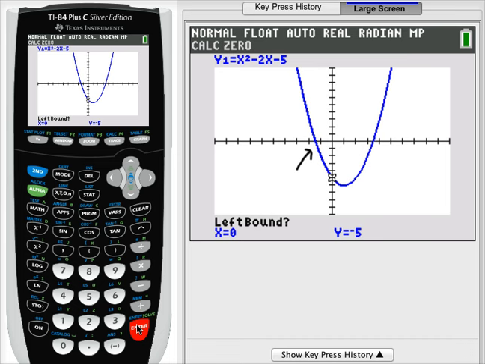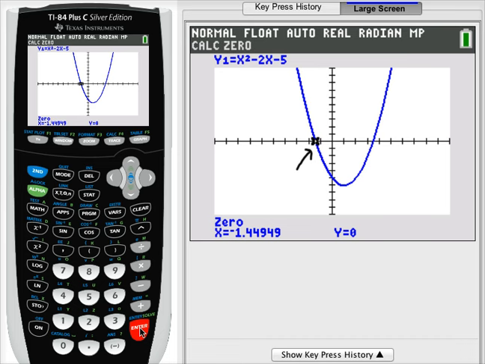It says, find a left bound. So scroll until you are to the left of the point that you're looking for. So to the left of the zero, hit enter. Right bound, scroll till you are to the right of the zero. Hit enter. Now hit enter one more time. And there you have it.